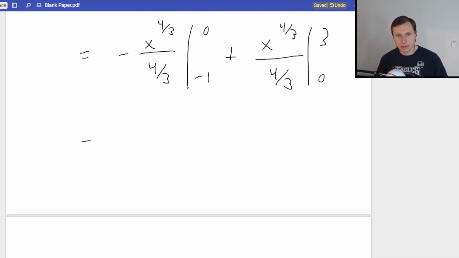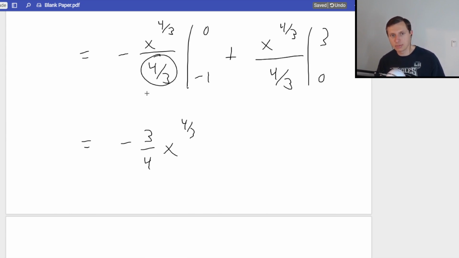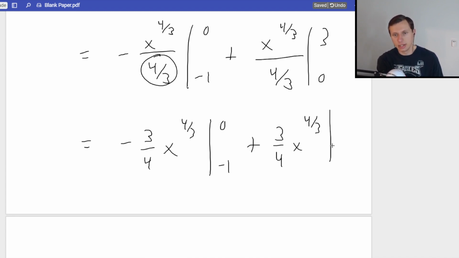So now, finally, I'm actually going to rewrite this. Again, this is why it's helpful to know your simplifications, because this would be kind of monstrous if I didn't know how to simplify this. But it's going to be -3/4 x to the 4/3 power. Why? Because again, complex fraction in the denominator. I just rewrite it as the reciprocal as a normal fraction. Evaluated from 0 to -1 plus 3/4 x to the 4/3 power evaluated from 3 to 0.